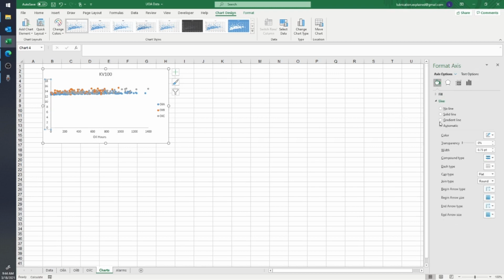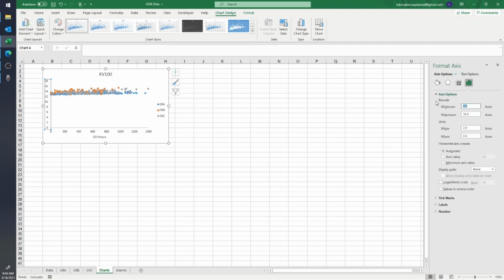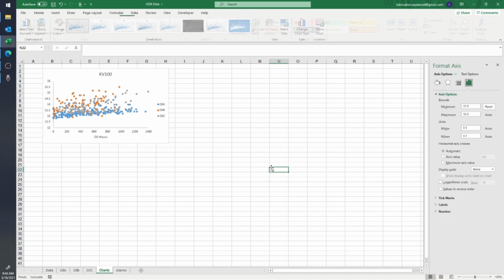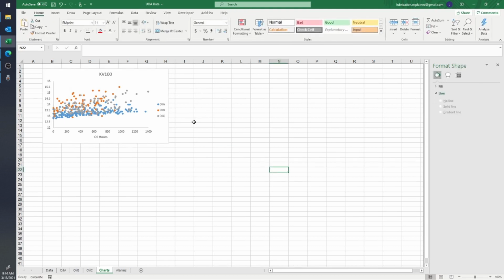Again, I'll get rid of these lines, and because there are no results below 12, I'm going to change the axis options so that it has a minimum of 12. Right, now you can see the spread. What's interesting about this is that you can already see that oil A has a much more stable viscosity than the other 2 oils. Right, now that's not necessarily a good thing, okay? Because we need to take it in context with the different limit values.